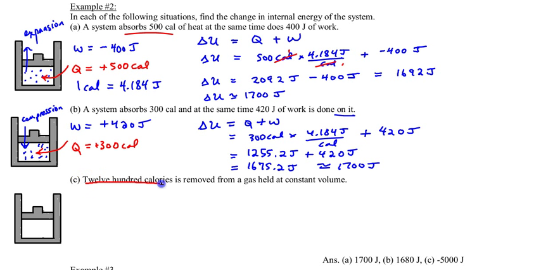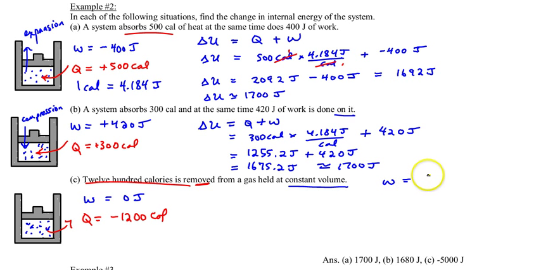In the next case, we have 1,200 calories that is removed. So heat is flowing out, so this is a negative 1,200 calories. And the volume is held fixed, which tells you that the work will be 0. Remember that work is, in a general way, the negative area under the PV curve. But you can also say it's the negative pressure times the change in volume. But the change in volume is 0, so there is no work done. So any process where the volume remains constant, there'll be no work being done. Remember, there's no displacement, so hence no work done.